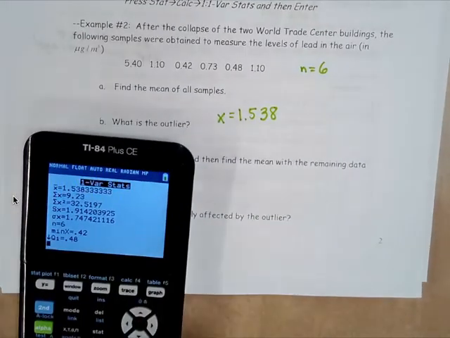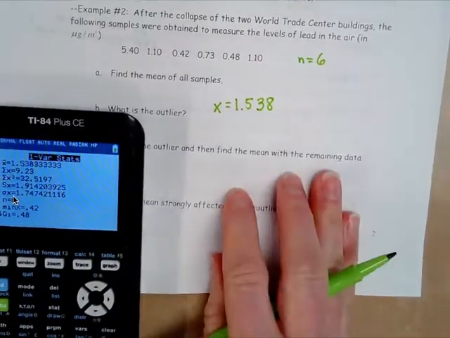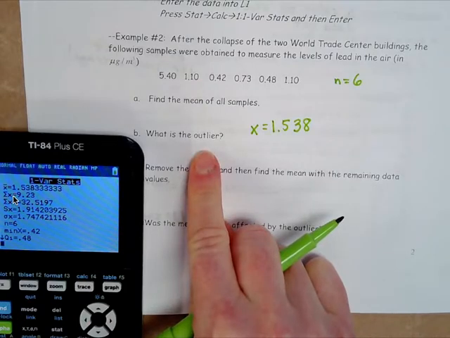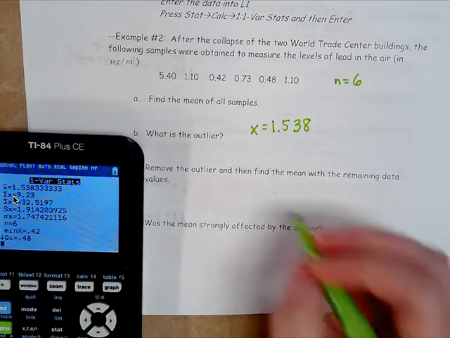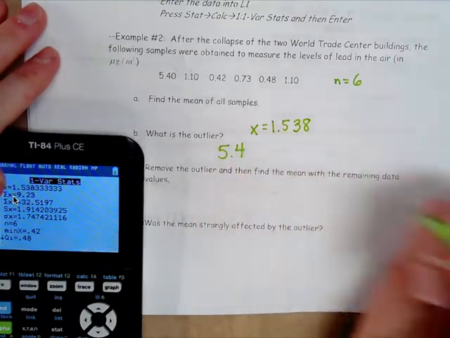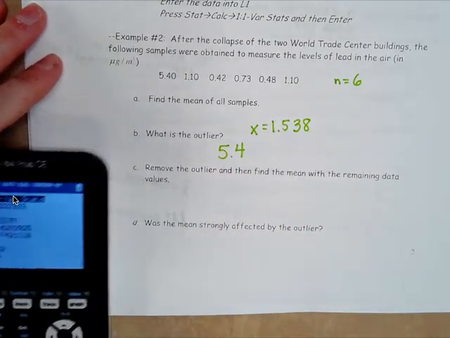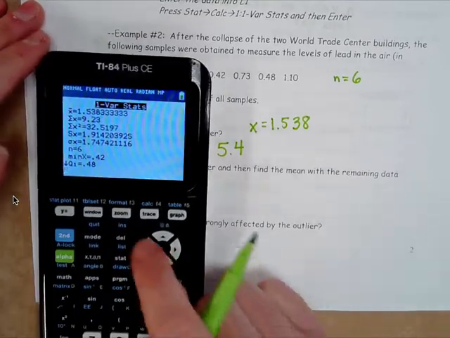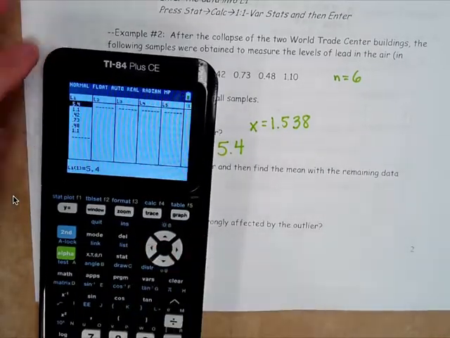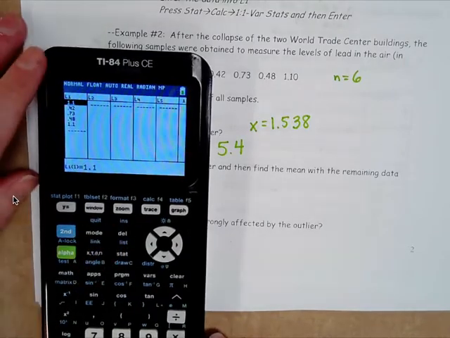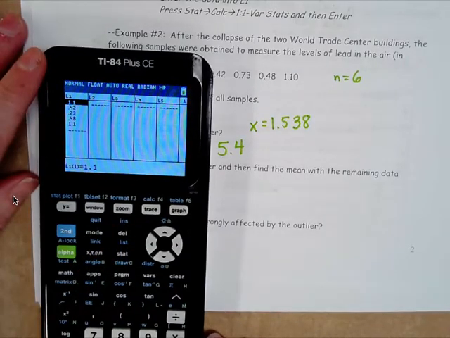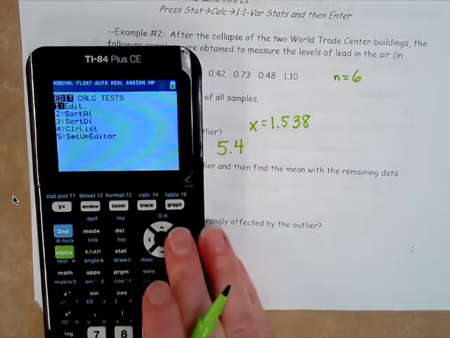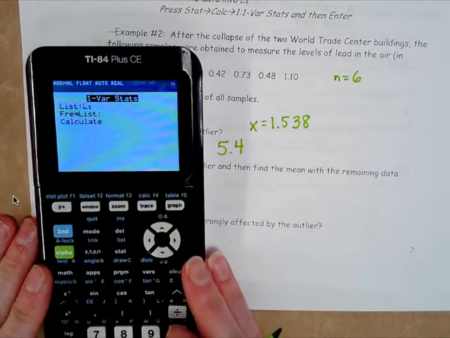Okay, now we have some questions. We need to look at the outlier and how it affects the information, the data of the mean. So outlier, what would be considered an outlier? Remove the outlier, then find the mean of the remaining values. So let's go back over to stat, go to edit, hit delete on 5.4 to remove it. Then do stat, calc, 1 var stats.